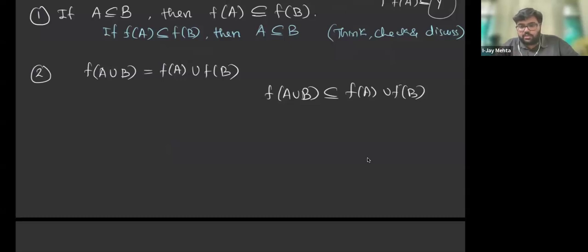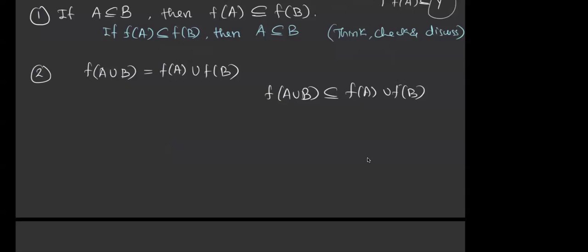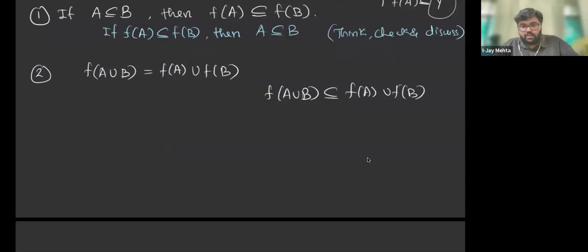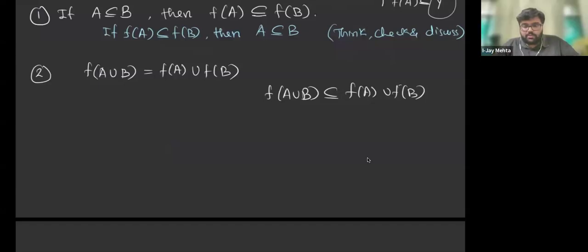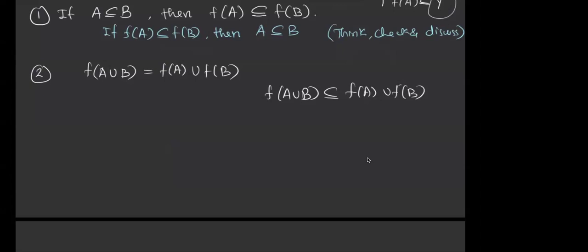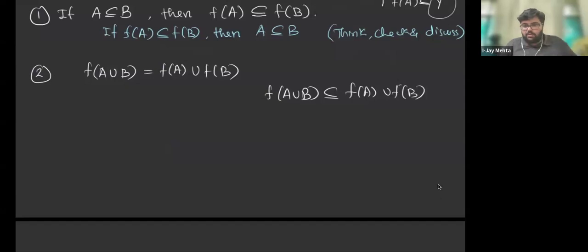Yes, what is the second case? X is in B, and y is equal to f(x), then y belongs to f(B). So what are the two cases? Either y belongs to f(A) or y belongs to f(B), and so y belongs to f(A) union f(B).